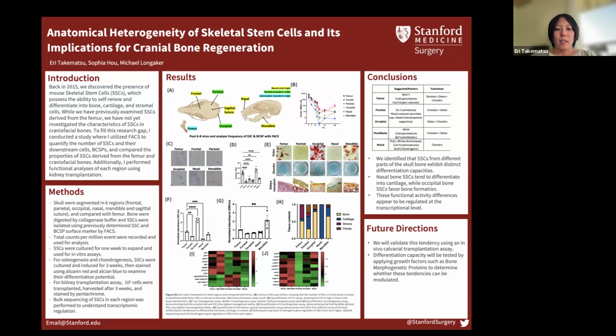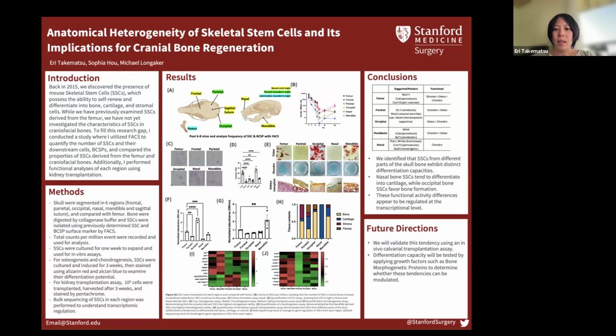In panel C, I first conducted the colony formation assay and then identified, in panel D, that the colony formation ability was highest in nasal-derived SSCs, followed by parietal, mandibular bone, occipital bone, and frontal bone. The frontal-derived SSC has very little colony formation, so we excluded the frontal bone from further study.